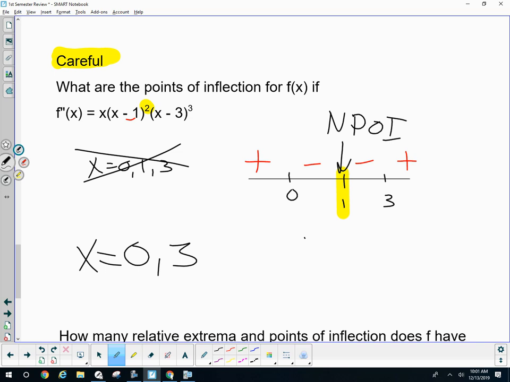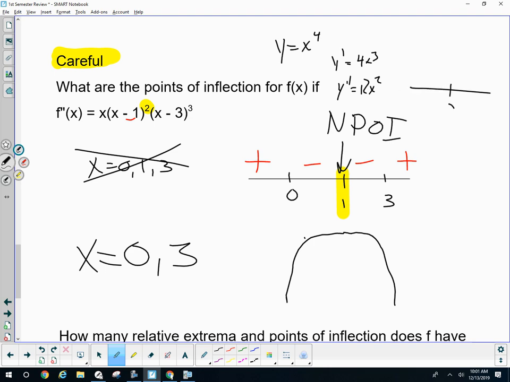We would be going concave down. We'd probably flatten out so much that we'd have a point where we don't have any concavity, and then we'd do concave down. This is similar to y equals x to the 4th. Its second derivative is 12x squared. It has a 0 at 0, but it doesn't change sign at 0. It's positive and positive, and we know x to the 4th just flattens out a little bit more than x squared. It has one point where we don't have concavity. Okay, so please be careful.